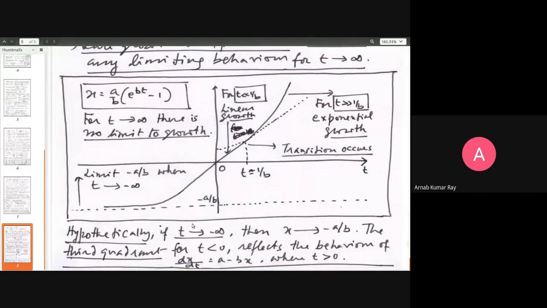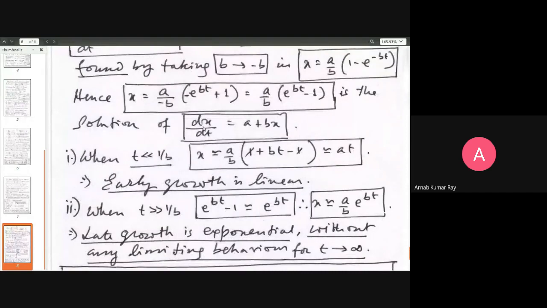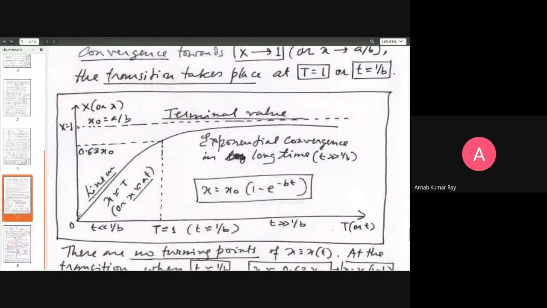And just for hypothetical consideration, I've written that if t goes to minus infinity, though t will not go to minus infinity, t is positive time, we just see that in this equation, if t goes to minus infinity, then e raised to b t, b being positive, t being minus infinity, this part will go to 0, and x will go to minus a by b. So the third quadrant for t less than 0 reflects this kind of behavior.